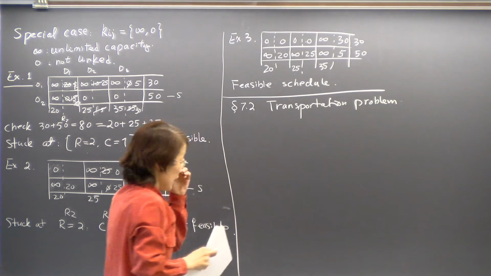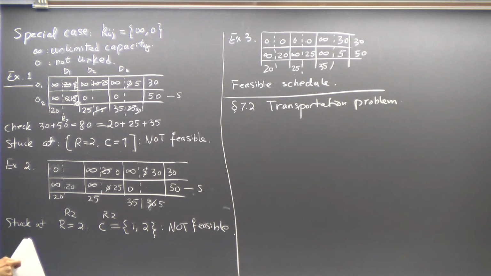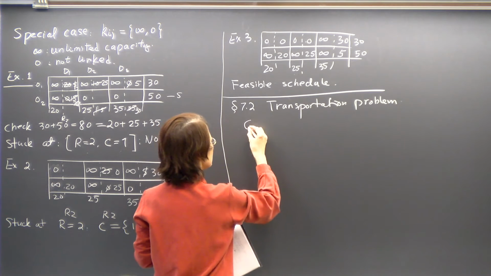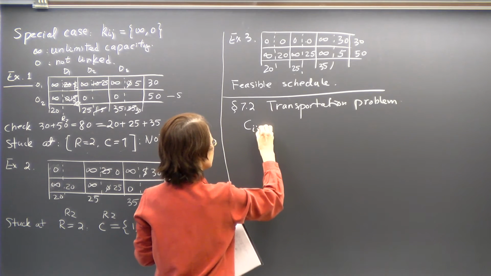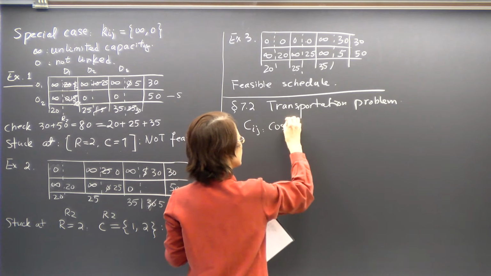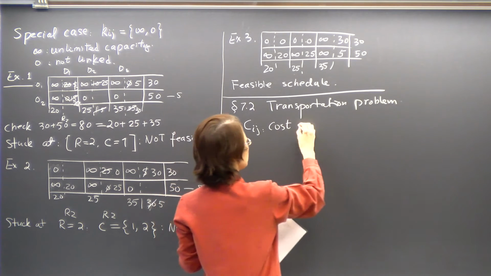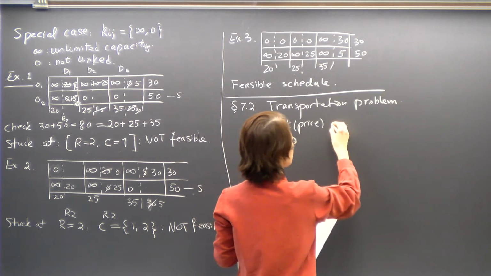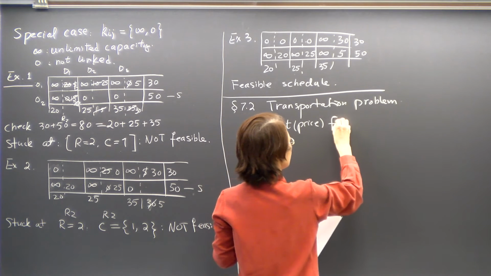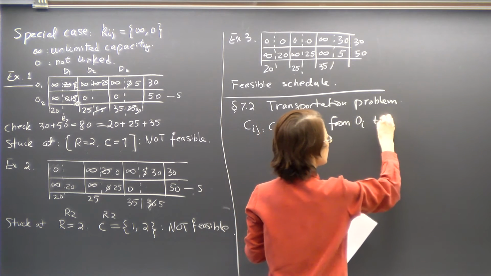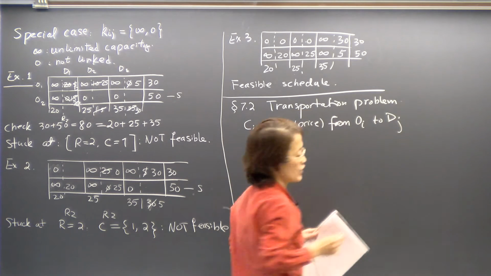Okay, now we're talking about the transportation problem. We're not talking about the distribution problem here. We need to introduce this new set of data. We call it Cij. That will be the cost, the price. So the unit cost is actually a price to ship from origin i to destination j.